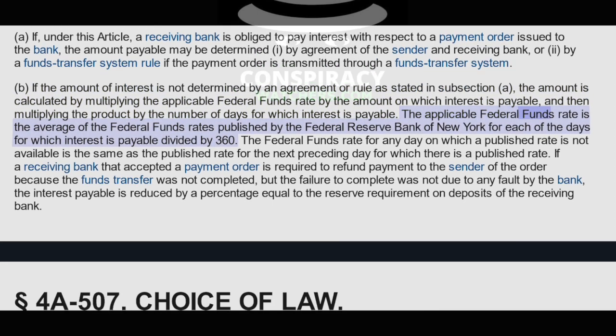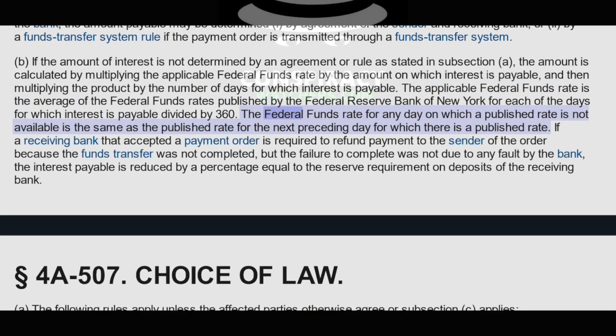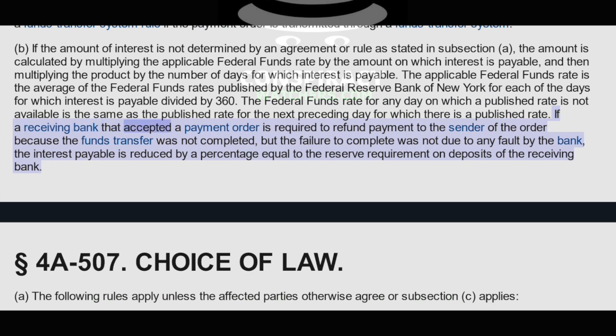The applicable federal funds rate is the average of the federal funds rates published by the Federal Reserve Bank of New York for each of the days for which interest is payable divided by 360. The federal funds rate for any day on which a published rate is not available is the same as the published rate for the next preceding day for which there is a published rate. If a receiving bank that accepted a payment order is required to refund payment to the sender of the order because the funds transfer was not completed, but the failure to complete was not due to any fault by the bank, the interest payable is reduced by a percentage equal to the reserve requirement on deposits of the receiving bank.